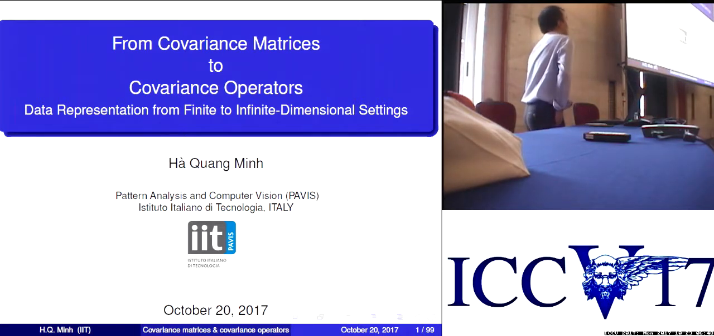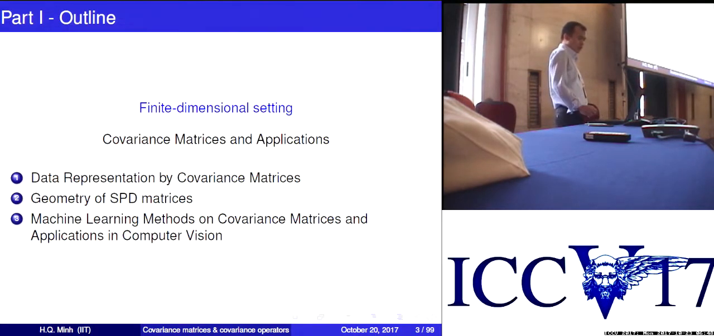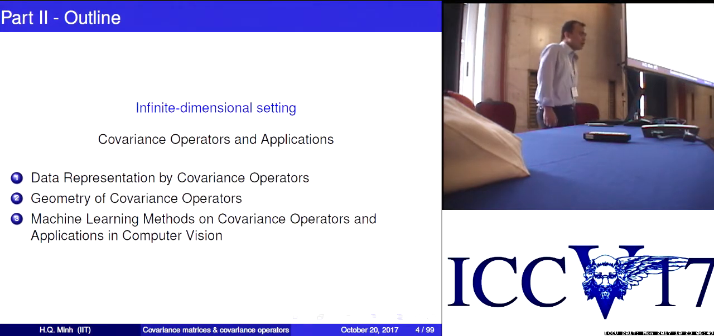I will start now with the second half of the presentation. This one is going to be on the infinite dimensional generalization of the covariance matrices, namely covariance operators. So, from finite to infinite dimensions. Let's recall that we were talking about covariance matrices and the data representation by covariance matrices, the geometry of SPD matrices with different distances and divergences, and kernel methods on covariance matrices. Now, in the same way, I will talk about covariance operators and applications, in basically the same format: data representations by covariance operators, the geometry of the operators, and then some machine learning methods on covariance operators.